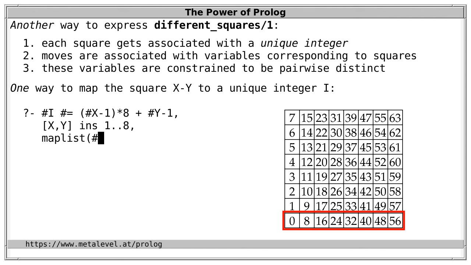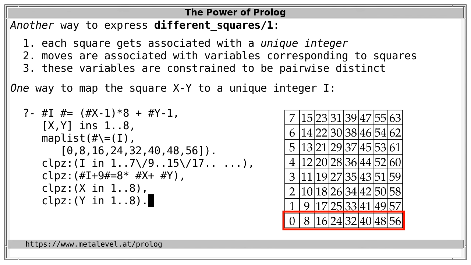This means that I must be different from 0, 8, 16, 24 and so on. And we note that this creates holes in the domain of I. It's no longer an interval. Then when we post this, we see that the domain of y still contains the integer 1. So again, that's weak propagation.